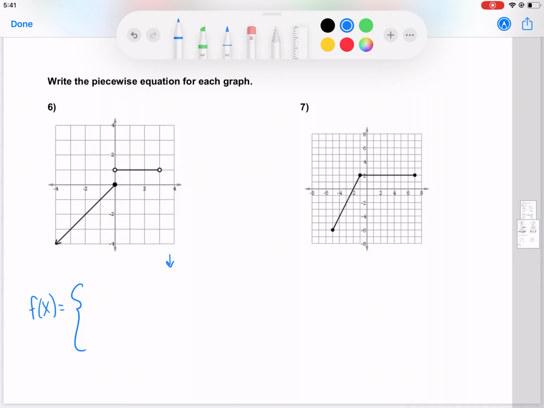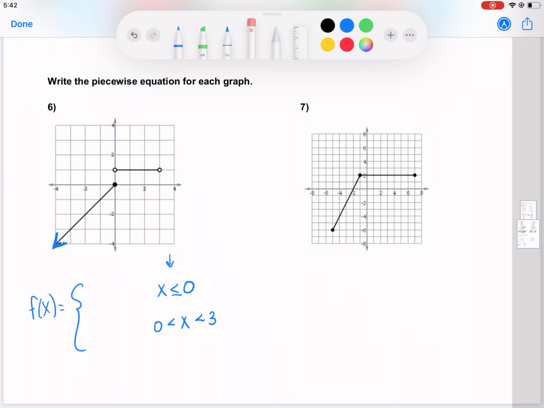So the first one, since there's an arrow right here, it goes on forever. And this point right here is at 0. So I'm going to go ahead and say x is less than or equal to 0. The next domain is between 0 and 3. So I'm going to go ahead and say 0 is less than, now it's open, so I'm not going to say equal to x. And this other one's less than, but not equal to since it's also open.